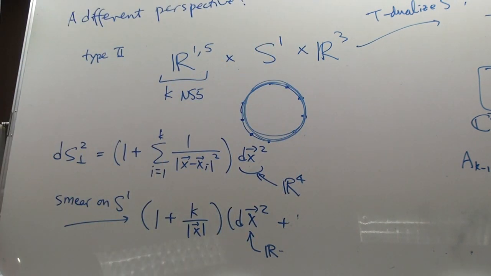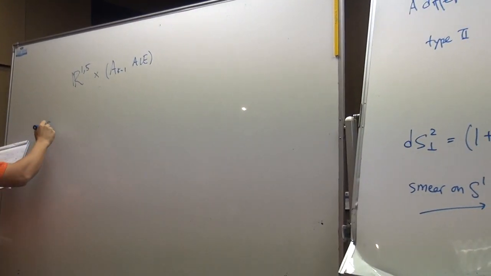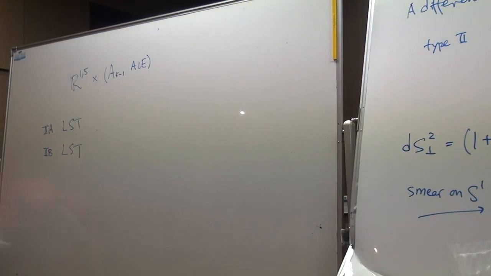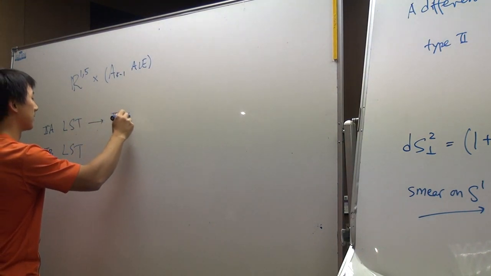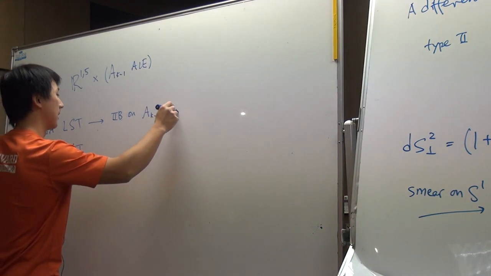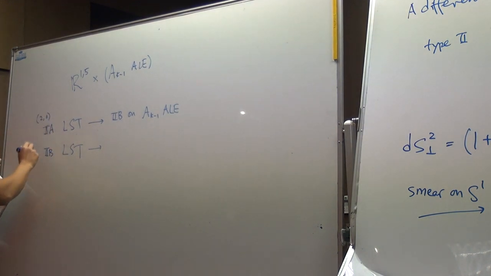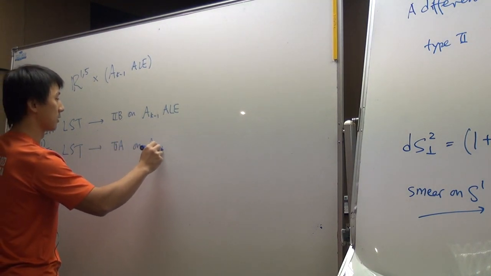Okay, so from this point of view, you can say either type 2A or type 2B. The way I defined it, I started with NS5 branes and type 2A, but then after doing the T-duality, this will be turned into type 2B on this A_{k-1} ALE space, and type 2B will be turned into, this was the 2,0 Liouville string theory, this was 1,1 Liouville string theory. So this turned into type 2A on this A_{k-1} ALE space.